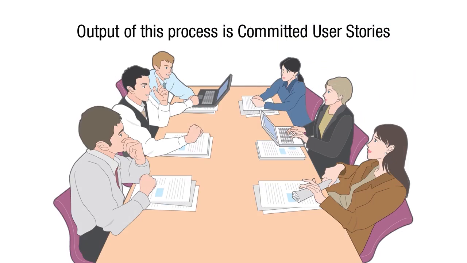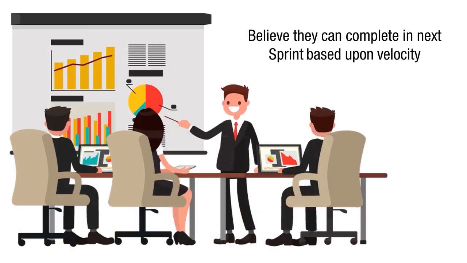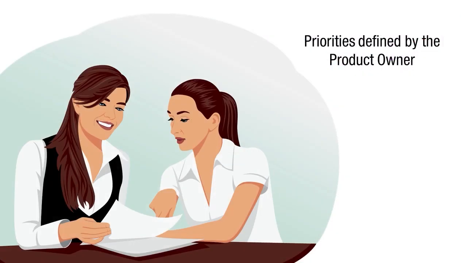The mandatory output of this process is committed user stories. The Scrum team commits to a subset of estimated user stories that they believe they can complete in the next sprint based upon velocity. The committed user stories should also be selected per the priorities defined by the product owner.